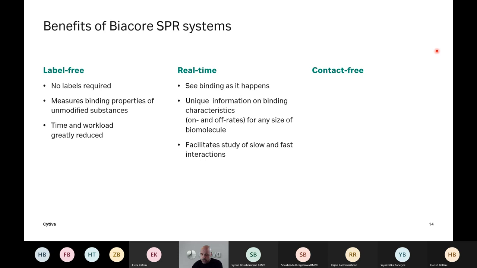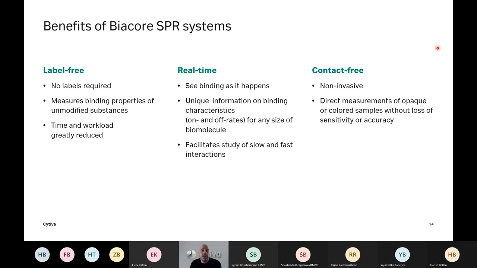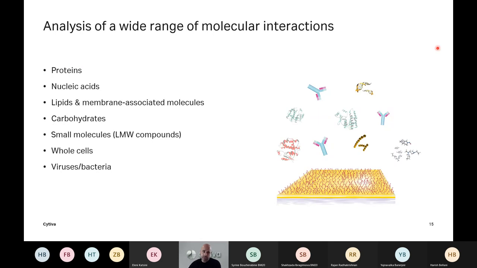Finally, this is a contact-free technique, so it's non-invasive to the sample, which allows us to measure interactions even when working with opaque or colored samples without losing sensitivity and accuracy. Just to present that we can analyze interactions between a wide range of molecules, from the most typical proteins, but we can also analyze nucleic acids, lipids and membrane-associated molecules, sugars, small molecules, so small chemical entities, low molecular weight compounds, but we can also work with whole cells and viruses and bacteria, so we can analyze interactions involving this kind of entities.